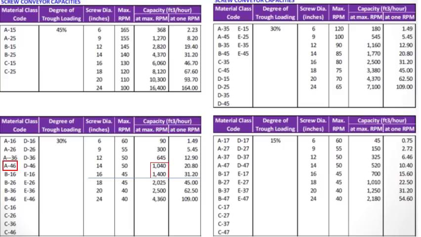This diameter, 16 inches, this will be part of your answer. The maximum RPM, 45, we are going to check the calculated RPM against the maximum RPM. And at 1 RPM, how many cubic feet per hour we are going to convey.